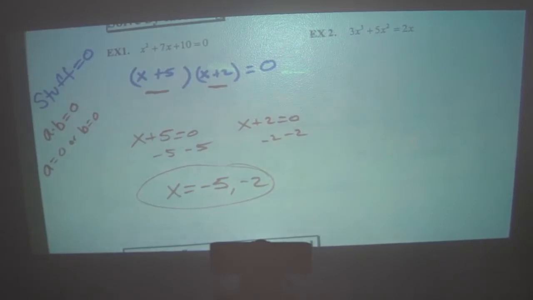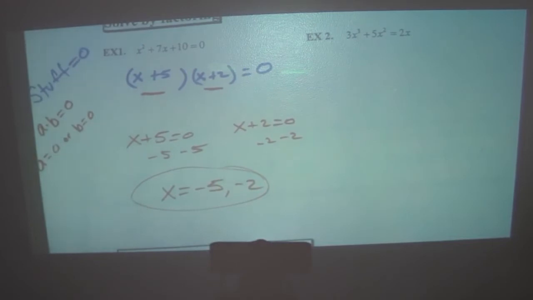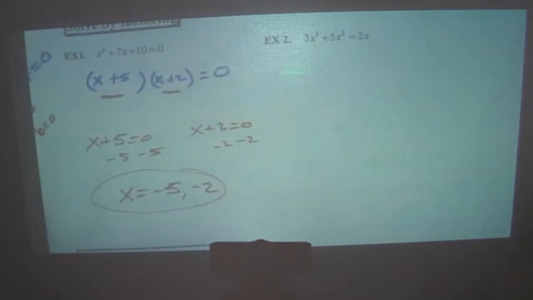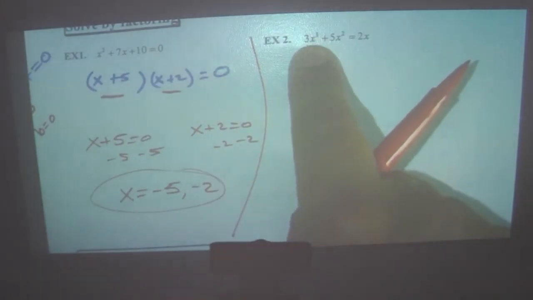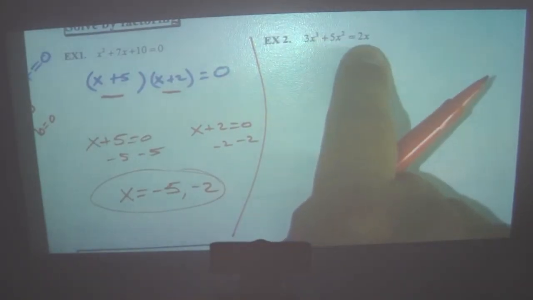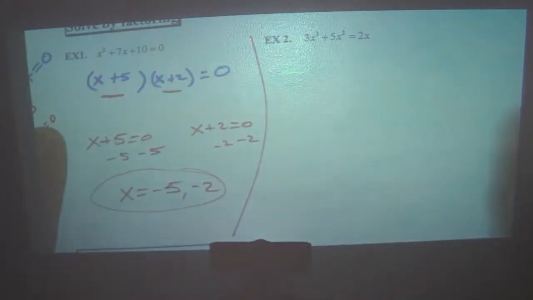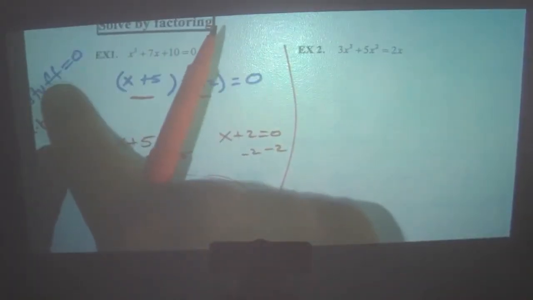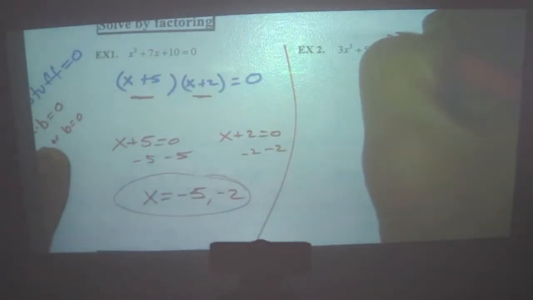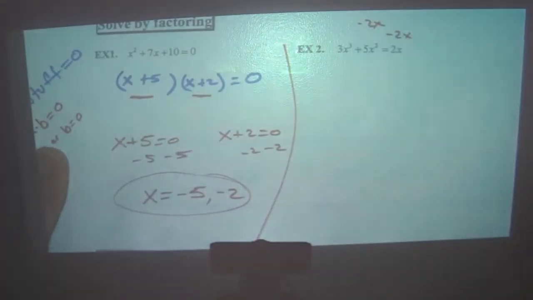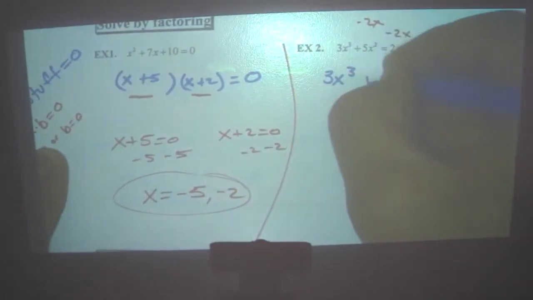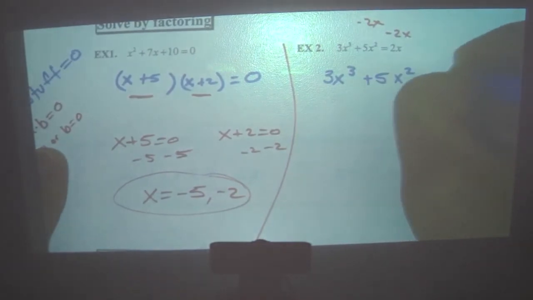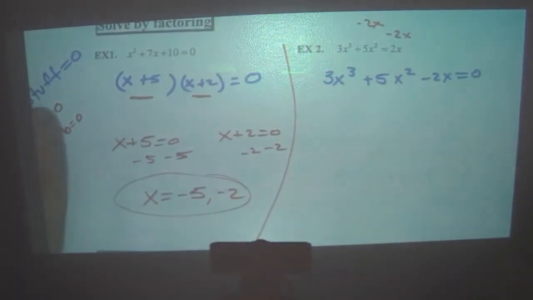All right. I do want to talk about example 2 here. Any questions on 1? All good? So let's take a look at the next example here. I've got 3x cubed plus 5x equals 2x. Okay? Again, the first thing is I always want my stuff equal to 0. So I want to subtract this 2x over. So I'm going to write in descending order, I have 3x cubed plus 5x squared minus 2x, and that's equal to 0. Okay?